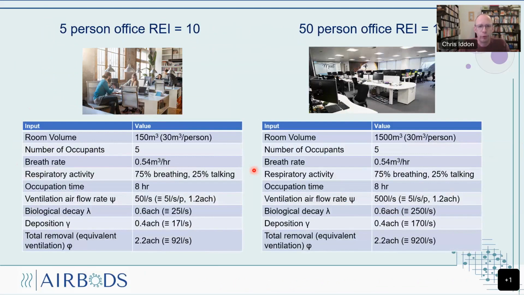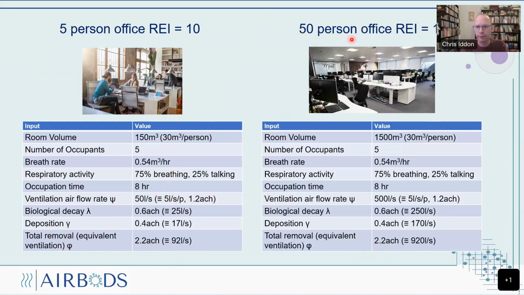We now turn our attention to compare two different spaces when we look at personal and population risk factors. Here we have a 5-person office, and the relative exposure index here is 10 times greater than a 50-person office. Here we've set the relative exposure index to 1 to represent this 50-person office. Both of these spaces have exactly the same kind of characteristics: 30 metre cube per person, and 10 litres per second per person, and this is equivalent to 1.2 air changes. So in total, the total removal is an equivalent ventilation of 2.2 air changes in both spaces.